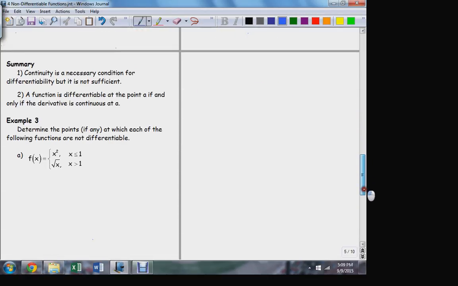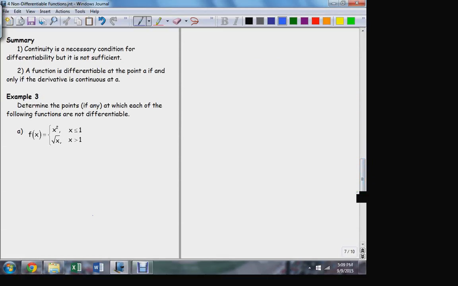Okay, let's get a couple more examples here. And here's a summary of what I just said. Continuity is a necessary condition. A function must be continuous to be differentiable, but it's not sufficient. Yeah, continuity is necessary but not sufficient. And if a function is differentiable at a point, then the derivative is continuous there. So differentiability is related to the continuity of the derivative function.